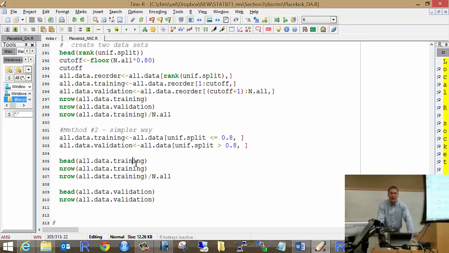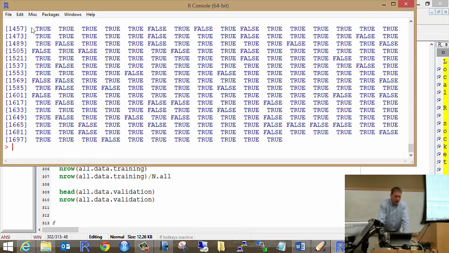It's a little bit easier. The problem, though, is that you may not get as close to the 80% like what we just did. Okay, remember all my uniform numbers are unif.split. And then I'm going to compare unif.split with 0.8. Is it less than or equal to 0.8? So what's R going to return if I execute this highlighted segment of code? True or false? Trues and falses.